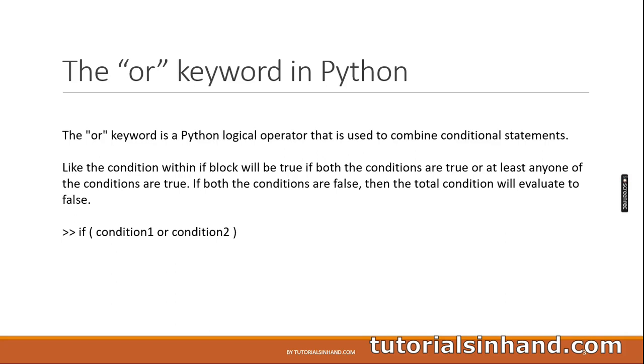Now for an example, if I write if condition 1 or condition 2, this entire expression condition 1 or condition 2 will evaluate to true if both condition 1 and condition 2 are true. Otherwise, at least any one among condition 1 and condition 2 is true. If both these conditions evaluate to false, then the entire expression will evaluate to false. Otherwise, the expression will be true and the block of code will execute. If you are a little confused now, don't worry. Very soon we are going to understand by an example.